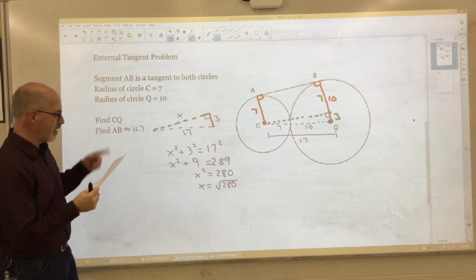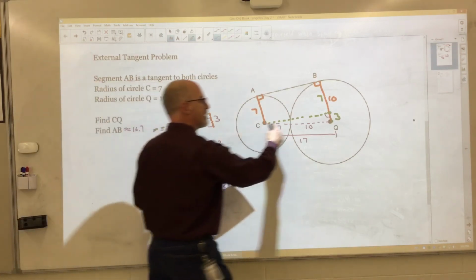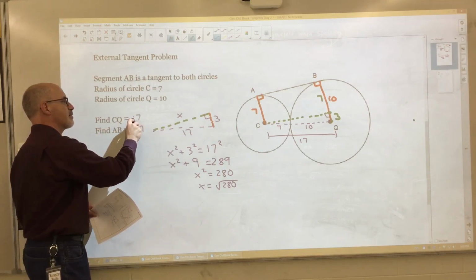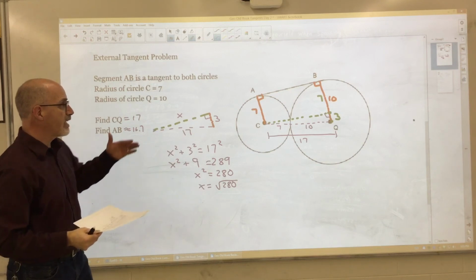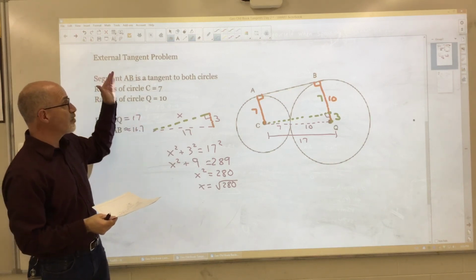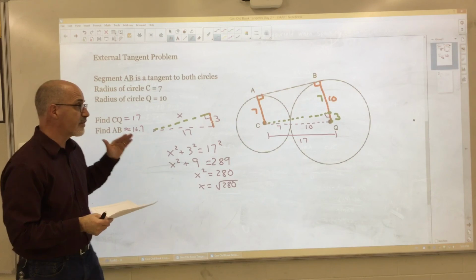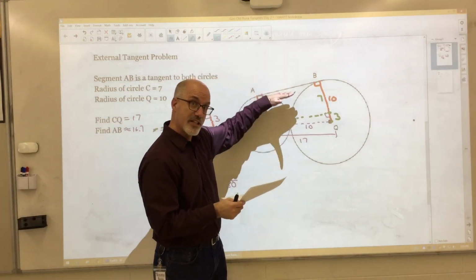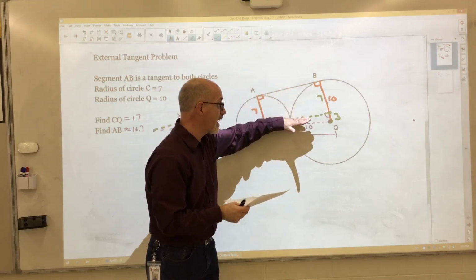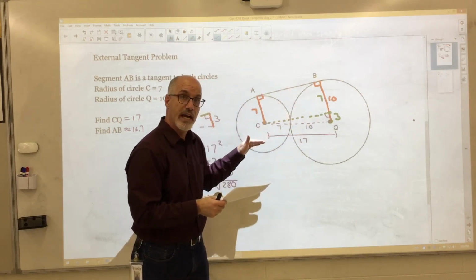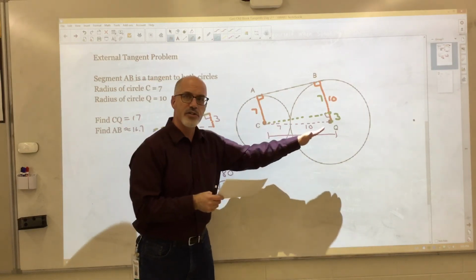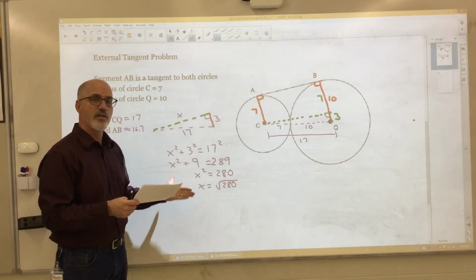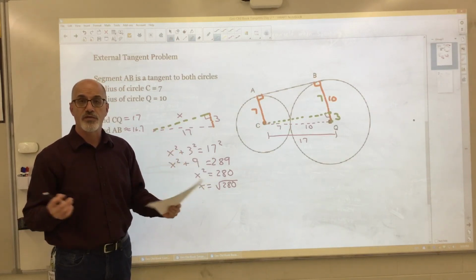It also asks me here for CQ. Notice we used that CQ here, and so CQ was equal to 17 as part of that problem. So we can use this to solve this external tangent problem. The secret is to first of all draw a parallel side to the tangent that you're trying to find. Draw that inside to get more information using the radii. Then connect the centers. Get what that length is. You now have a right triangle. Solve the right triangle for the missing information, and you've solved your tangent problem.